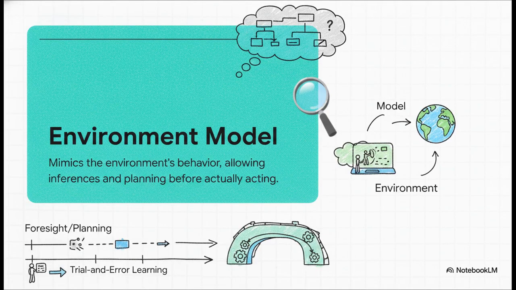And finally, we have the model of the environment. Now, this is an optional element, but it mimics how the environment behaves, allowing the agent to make inferences and actually plan before it acts. The model gives the agent foresight. It essentially bridges that huge gap between simple low-level trial and error learning and high-level deliberate planning.